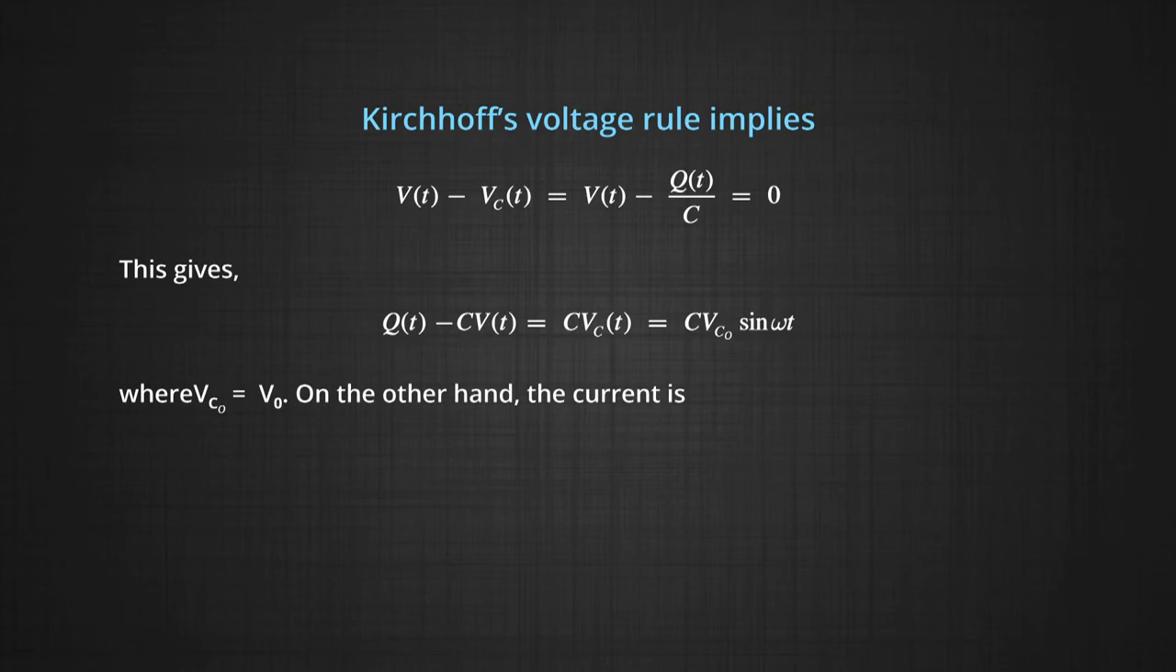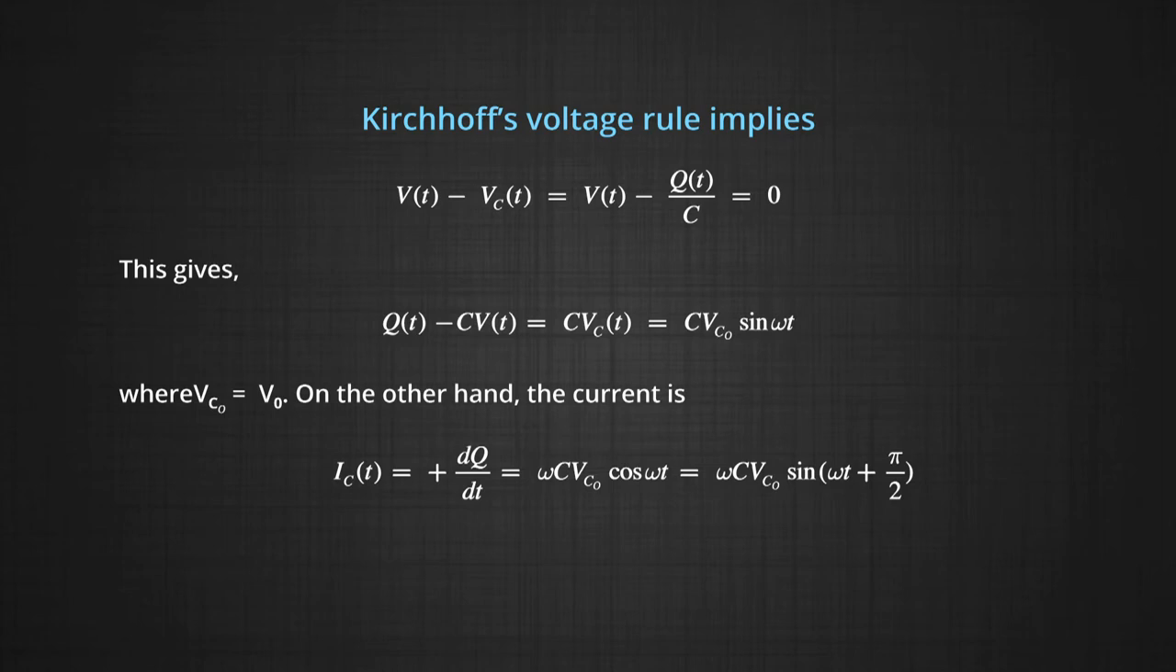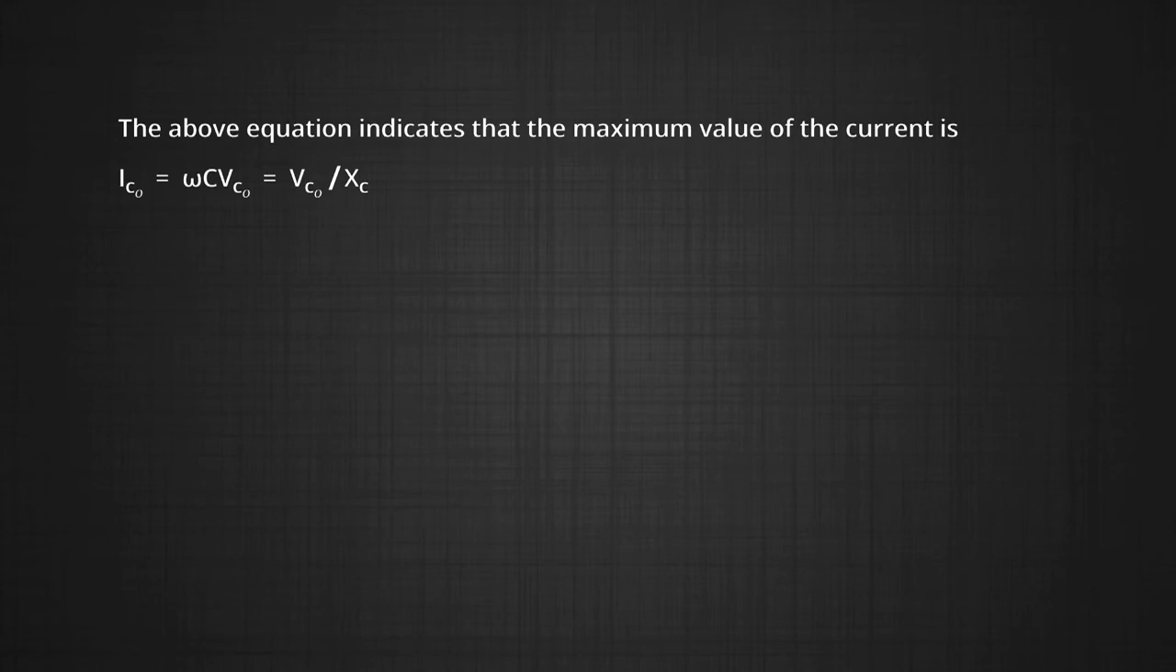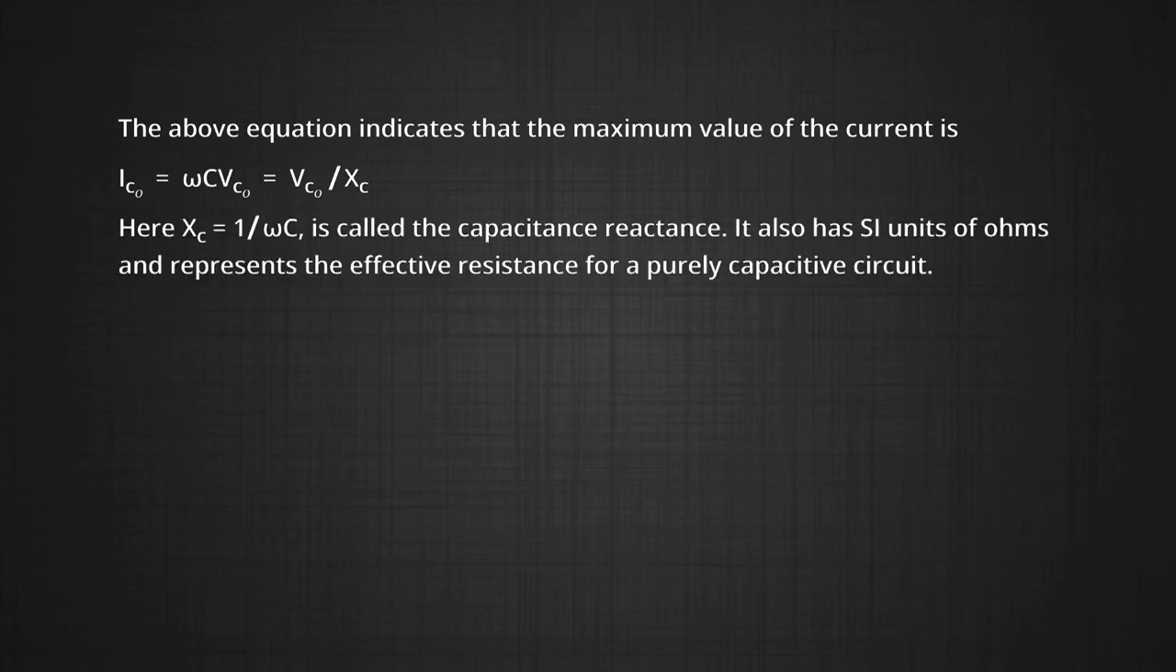On the other hand, the current is Ic is equal to dq by dt is equal to omega Cv cos omega t, that is omega Cv sin of omega t plus pi by 2. The above equation indicates that the maximum value of current is Ic is equal to omega Cv, that is equal to V divided by Xc, where Xc is equal to 1 by omega C, which is called capacitive reactance. It has the same unit as resistance. It is measured in ohm, and is the effective resistance for a purely capacitive circuit.